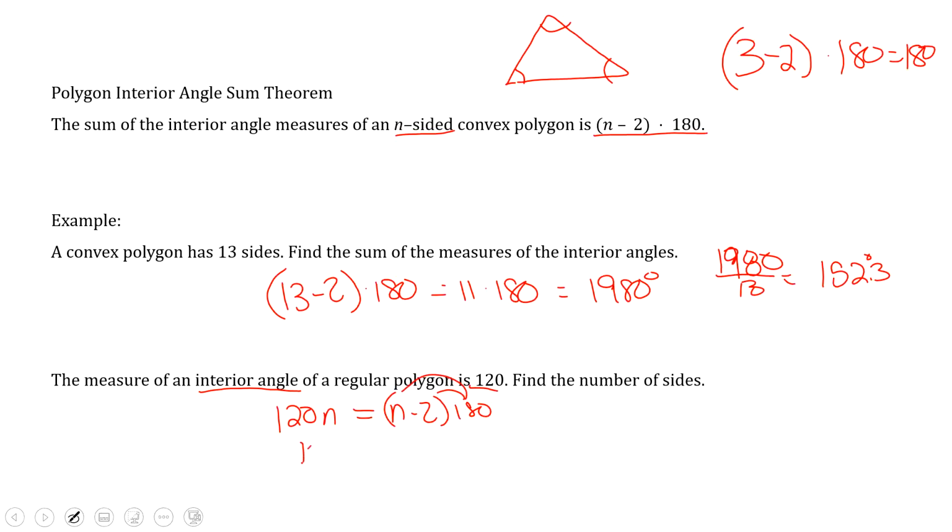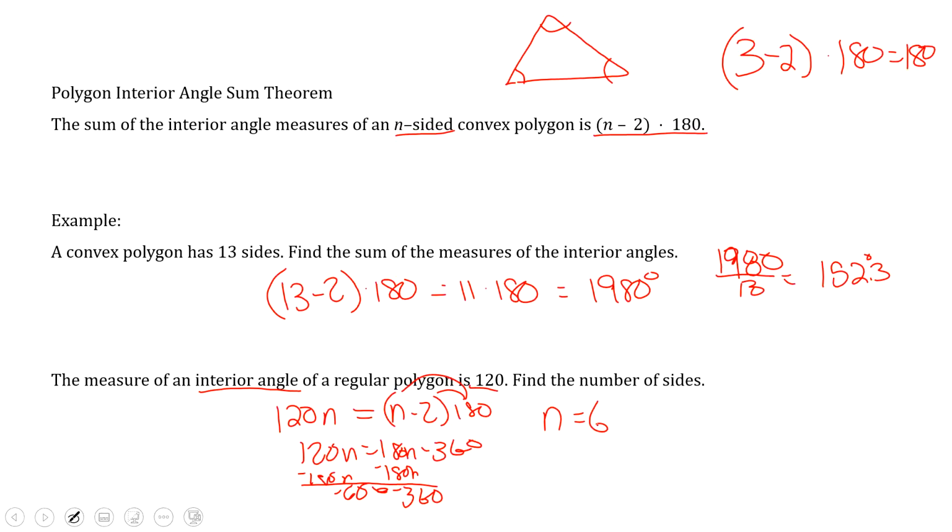I end up with 120n equals 180n minus 360. I subtract 180n from both sides, and I end up with negative 60n equals negative 360. When I divide by negative 60, I find out that n equals 6. So now I know that for a 6-sided polygon, the interior angles measure 120 degrees.